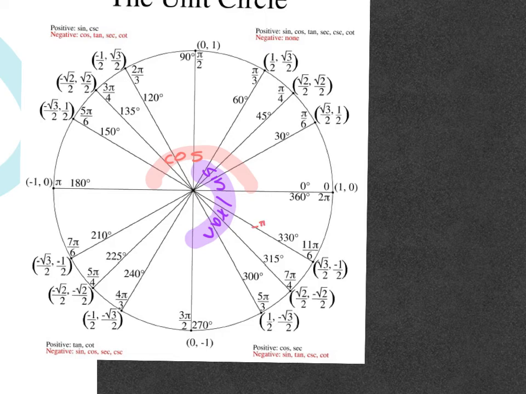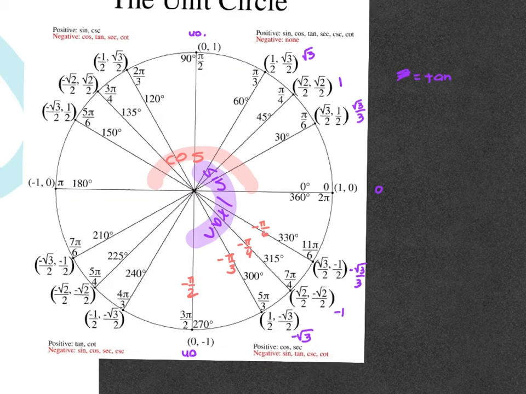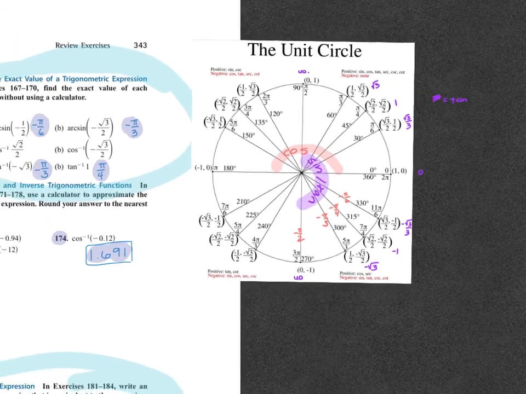So negative pi over 6, negative pi over 4, negative pi over 3, negative pi over 2, because that's going to help you with the sine and tangent. And I would add on the tangents. So 0, root 3 over 3, 1, root 3, undefined. You could go all the way around if you want to with the tangents. Down here, negative root 3 over 3, negative 1, negative root 3, and undefined again. So again, purple is tangent in this case. So I would add all that beforehand.